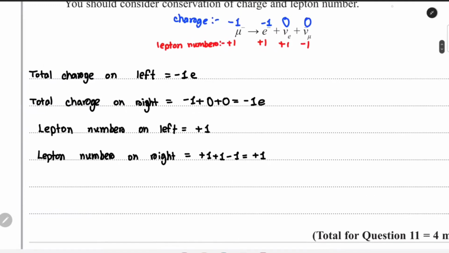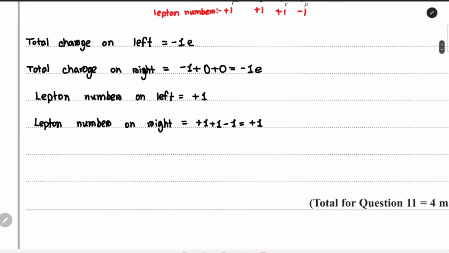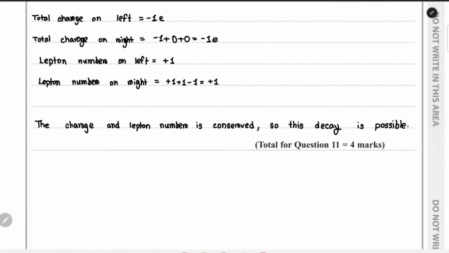So if I write it down like this, I'll write down the total charge on the left, the total charge on the right, the lepton number on the left, and the lepton number on the right. So we see that the charge on the left and charge on the right are the same, the lepton number on the left and lepton number on the right are the same. So from here we can draw the conclusion that this is possible since the charge and lepton number are conserved.